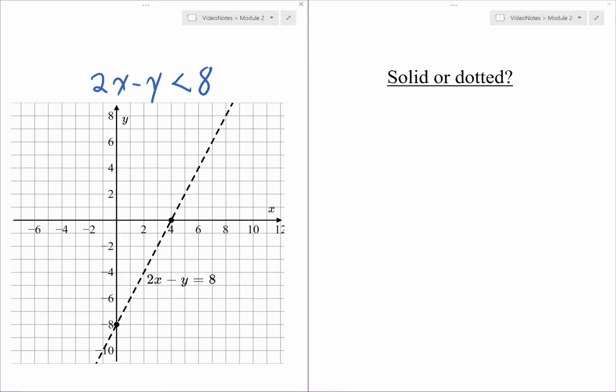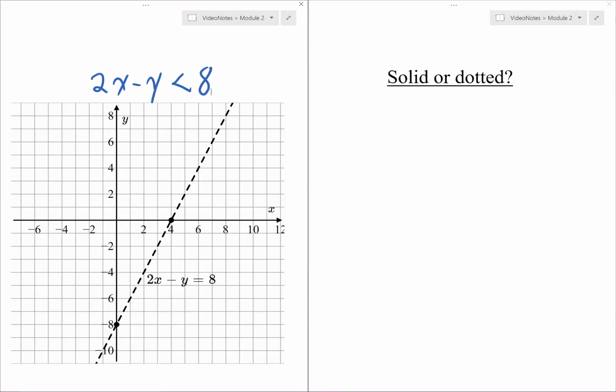Now, the reason we call this a boundary line is because it splits the plane into 2 parts. On one side of the line are all (x, y) points such that 2x minus y is less than 8, and on the other side are all points that make 2x minus y greater than 8. And we need to decide which side is which. We can do this by picking any point that's not on the boundary line, and testing whether or not it makes the inequality true.